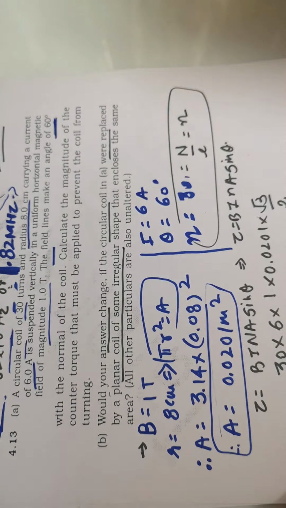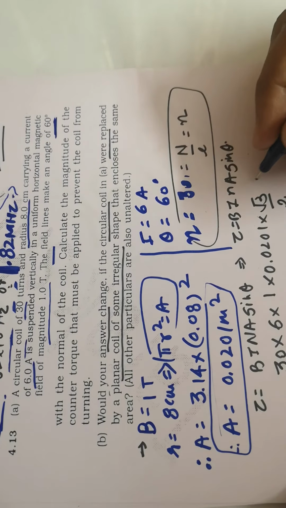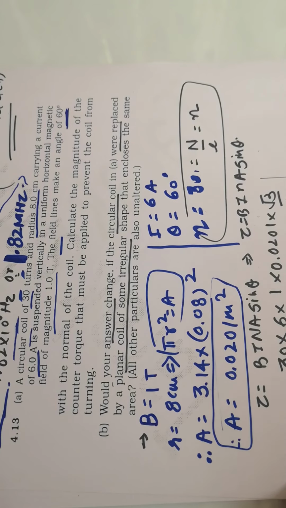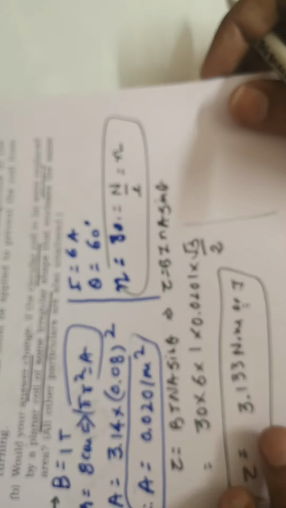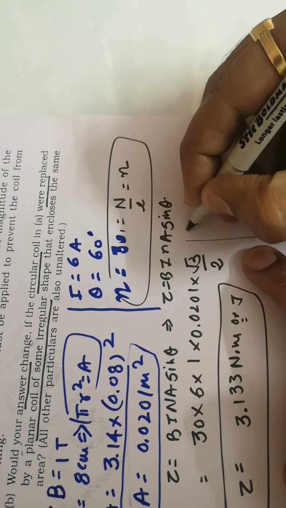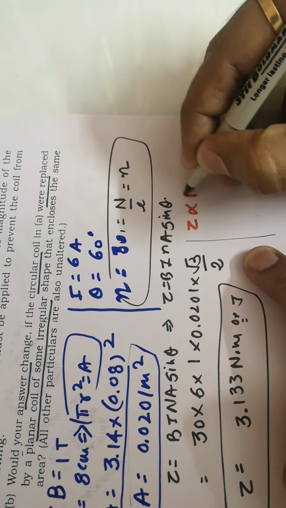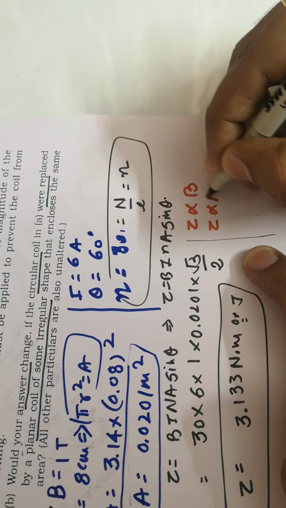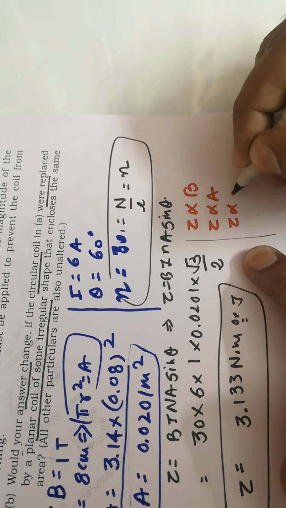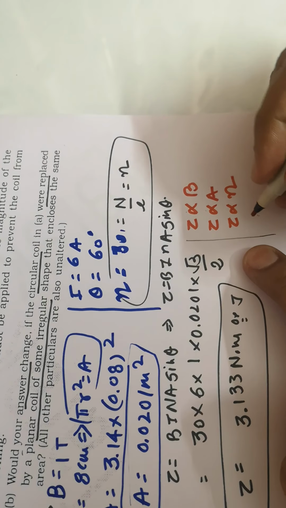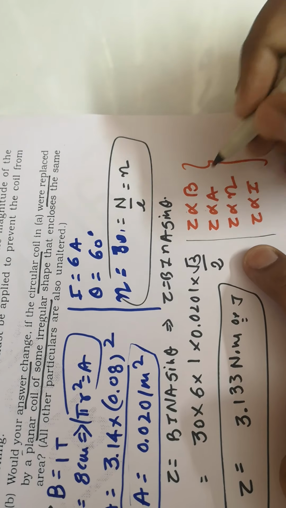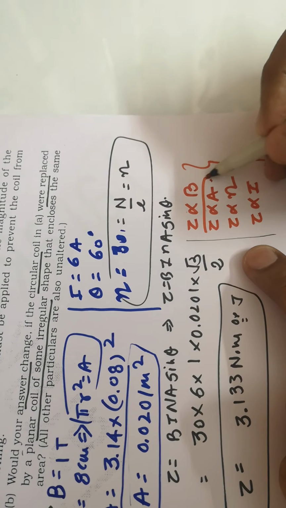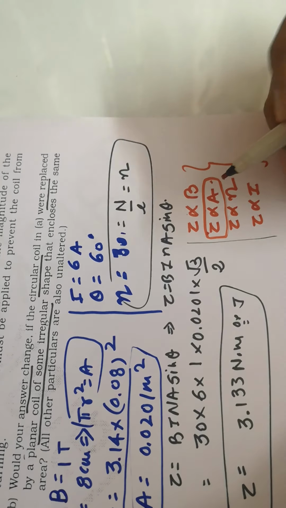would your answer change if the circular coil were replaced by a planar coil of some irregular shape? You can see here that there are various equations or relationships we can make. The very first thing is that tau has a relationship with the magnetic field, with the area, with the number of turns, and with the current. I am using this because they have an area relationship, not a shape.